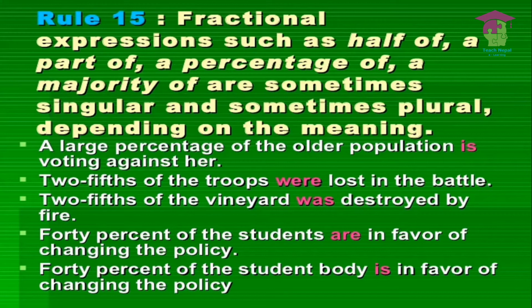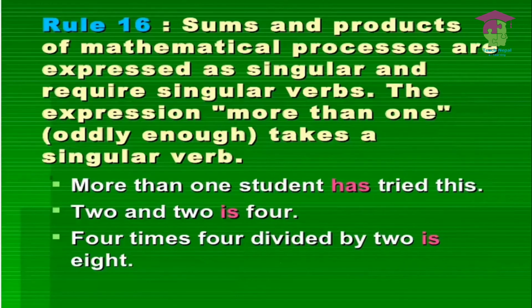40% of the students are, right? 40% of the student body is, so student body is singular here, so we are using a singular verb. In this way, with these things you have to check the number or meaning, and you have to use the verb singular or plural. Singular जनाको छ भने, you have to use singular. Plural जनाएको छ भने, you have to use the plural verb.